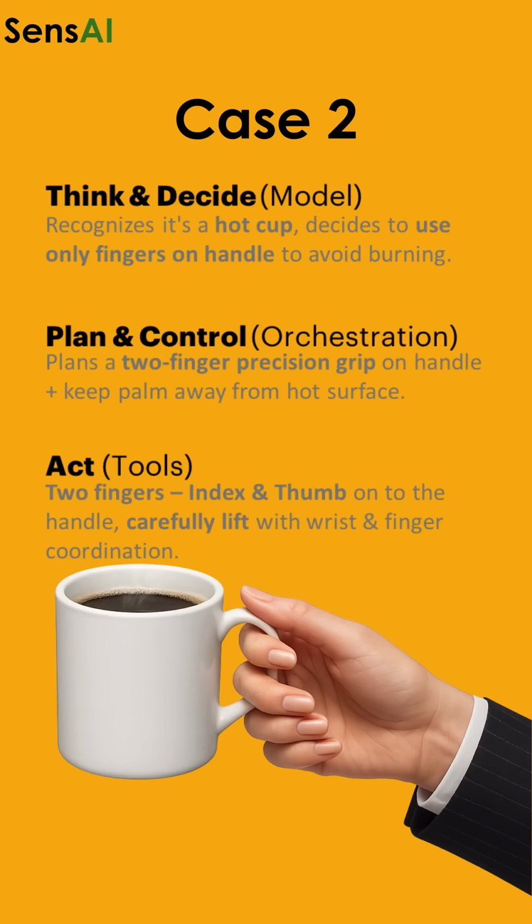Now let's switch to case 2, you holding a hot coffee cup. Your mind immediately recognizes the risk and you think and decide to avoid full hand contact. Then you plan and control a safe grip, just the handle, using 2 fingers, keeping your palm away from the heat. Finally, your tools change. You use only your index finger and thumb, not the full hand like before. That's the delta. And just like you, an AI agent adapts too. Different temperature, different decision, different tools, but the same intelligent process. It thinks, plans, and acts based on the context.